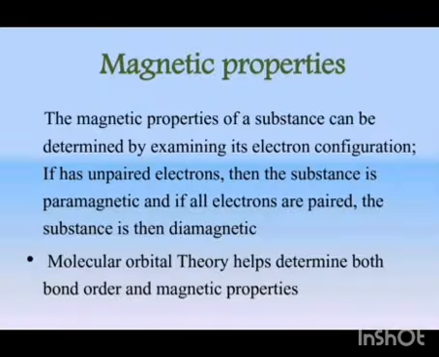Next point, and this is the last point, magnetic properties. The magnetic properties of a substance can be determined by examining its electron configuration. If it has unpaired electrons, then the substance is paramagnetic, and if all electrons are paired, the substance is diamagnetic. Molecular orbital theory helps determine both bond order and magnetic properties.